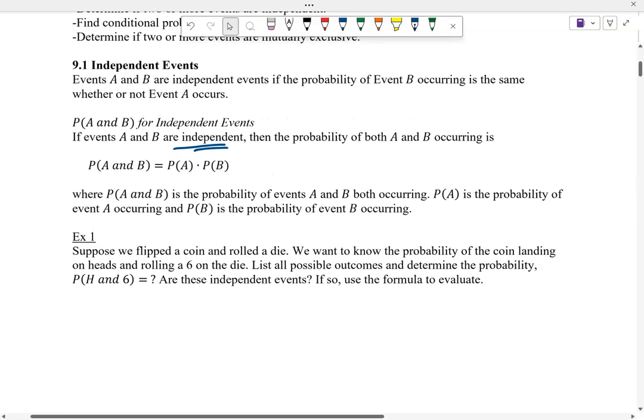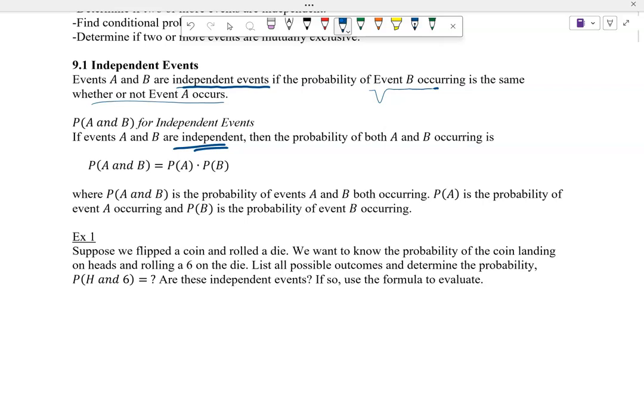And we should say, what is an independent event? Events are independent if the probability of event B occurring is the same whether or not event A occurs. So in other words, event A has no impact on event B. So for example, you flip a coin and roll a die. If you flip a coin, it does not change the probability of rolling the die. It has no impact on it.